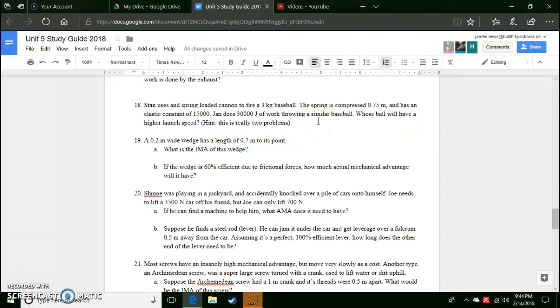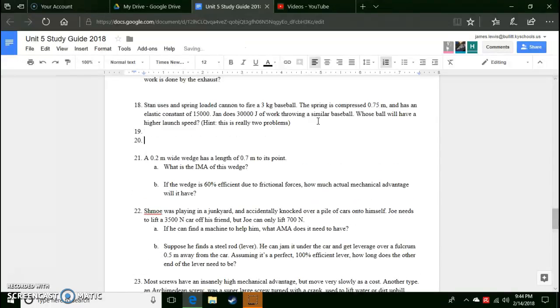You've got to think about this in two different pieces here. First, let's think about Stan. Stan uses a cannon, and it fires and makes the kinetic energy. So launch speed is going to be based on how much kinetic energy it has. So think about conservation of energy here. He's going to start off with elastic energy, because it's spring-loaded, and then it's going to turn into 100% kinetic energy.